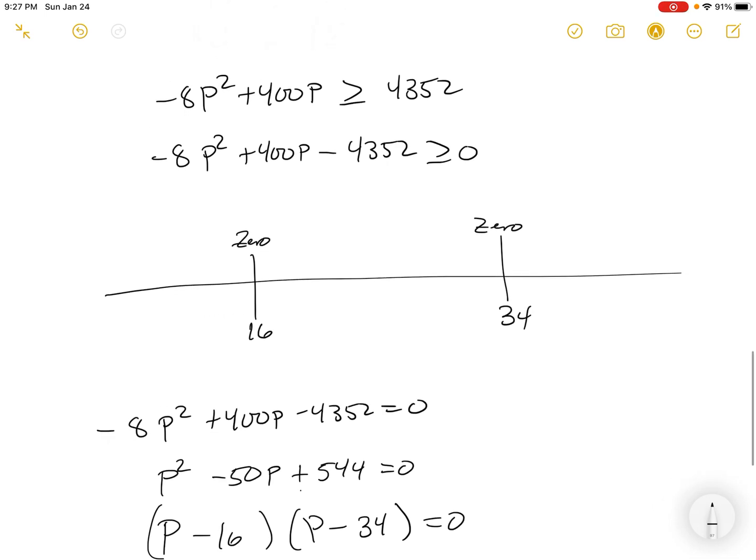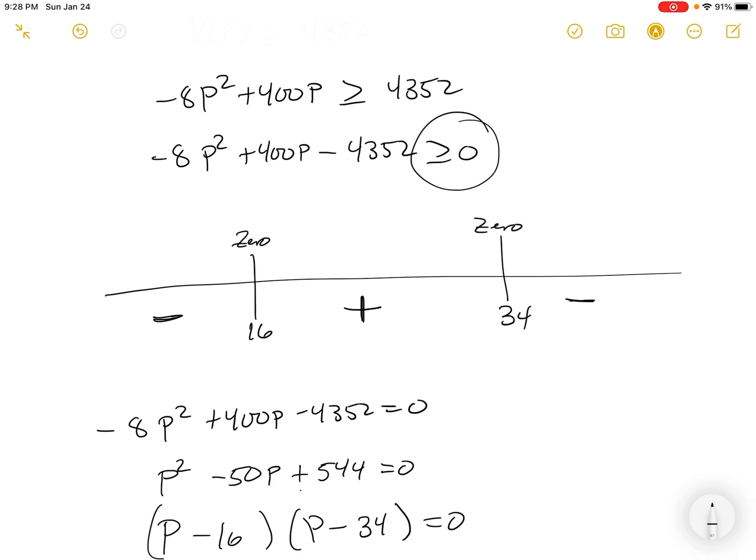And so what we do is we remember that it changes sign in each one of these intervals. As we plug in something between, well, we just plug in 0. If we plug in 0 to this function, we get negative 4352. So we are negative here, positive here, and negative here. What do we need to be? We need to be positive. So hopefully that wasn't too fast.